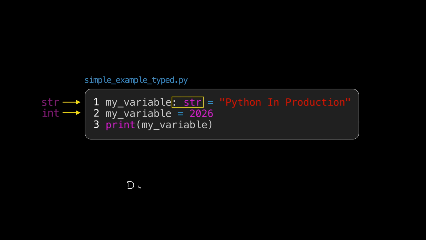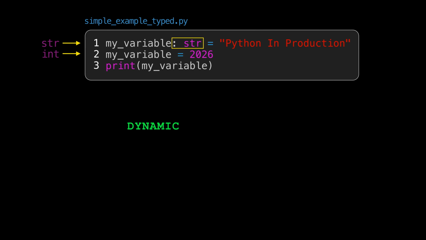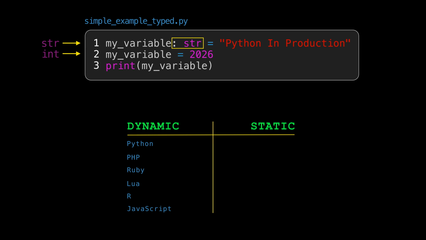Python is a dynamically typed language, which means the type of a variable is determined at runtime. Other well-known examples of dynamically typed languages include PHP, Ruby, Lua, R, and JavaScript. This contrasts with statically typed languages, where the type of a variable is fixed at compile time, such as in C, C++, Java, Go, Rust, and TypeScript.